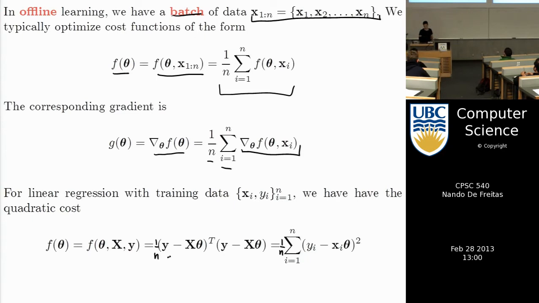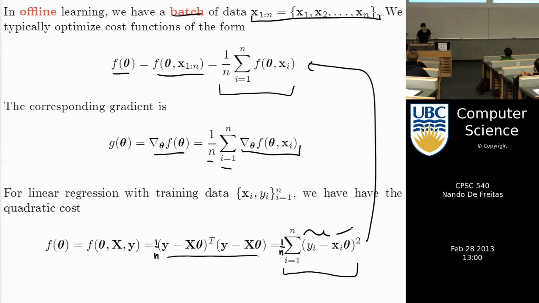Typically in regression, this is our quadratic cost function, and we can rewrite it like this. This is just the sum of squared errors, and we minimize it to find the least squares estimate. As you can see, it is of that form. Each of these terms is just an f of theta and x_i.